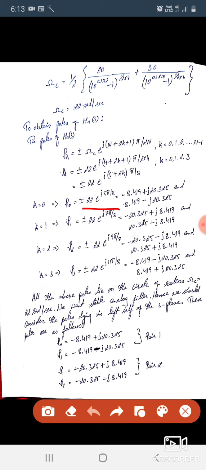How to choose your pairs? First you have to take P0, minus 8.419 plus j20.325. Then there is another value, keep that here. Observe how to choose pairs: here the sign and here the sign should be the same. So P0 from this and then P3 of this I am going to choose, and I will keep that as pair 1.